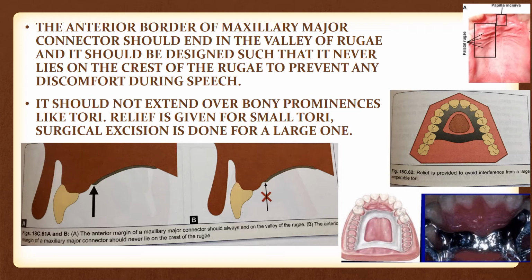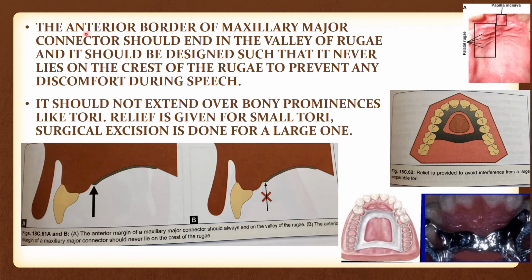Now what exactly are rugae? Rugae are irregularly shaped rolls of soft tissue. They are the mucosal folds located in the anterior region of the palatal mucosa. And as we have seen in complete denture, they act as a secondary stress bearing area.